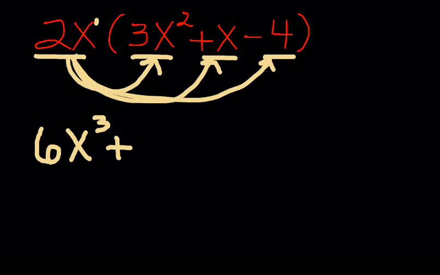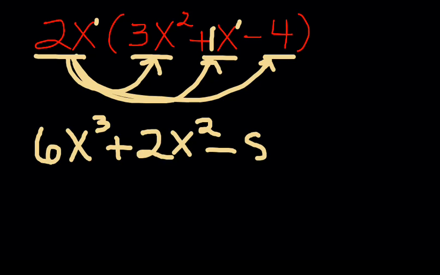And then 2x times x, well, there's nothing to multiply the 2 by but a 1. It's assumed to be right there. And then add the exponents. X to the first and x to the first is x squared. And then finally, 2x times negative 4 is minus 8x. Nothing to combine. We have multiplied together this monomial and this trinomial.